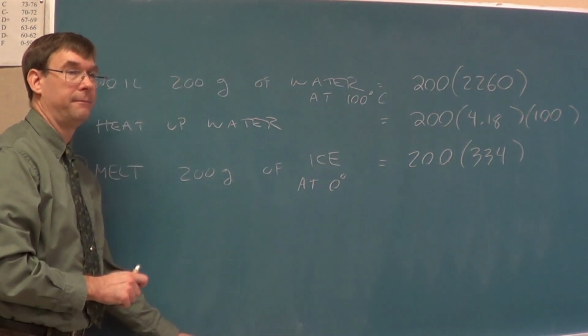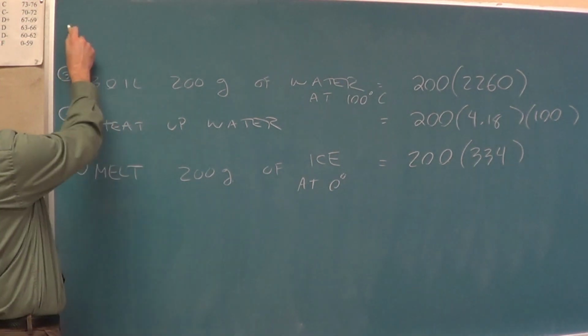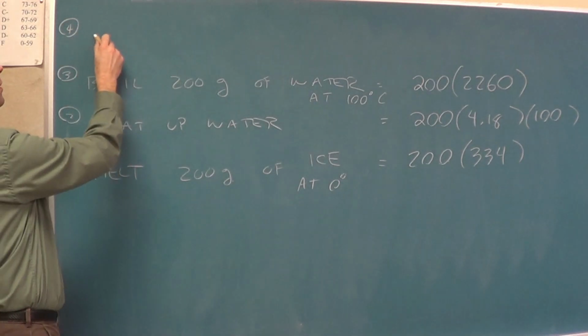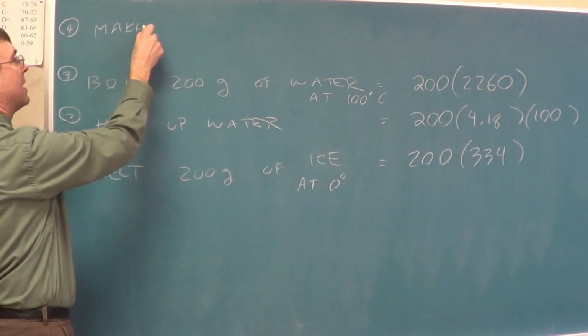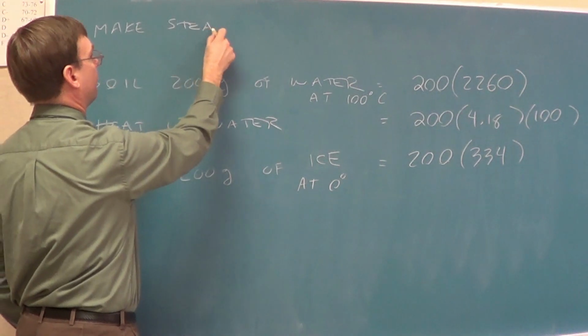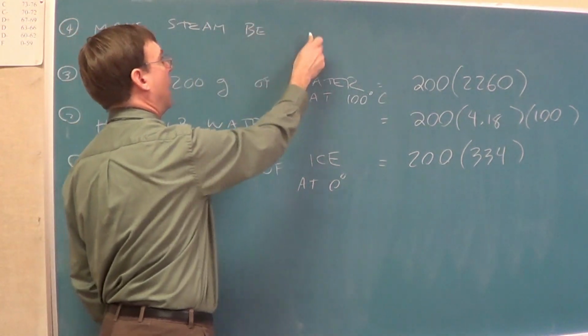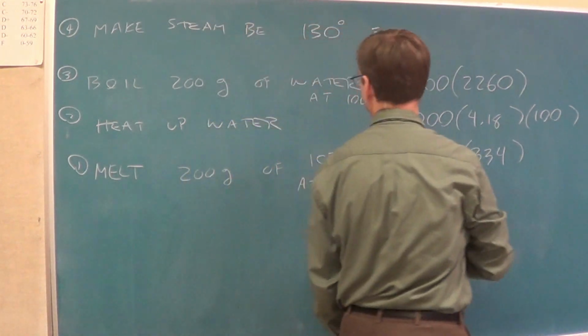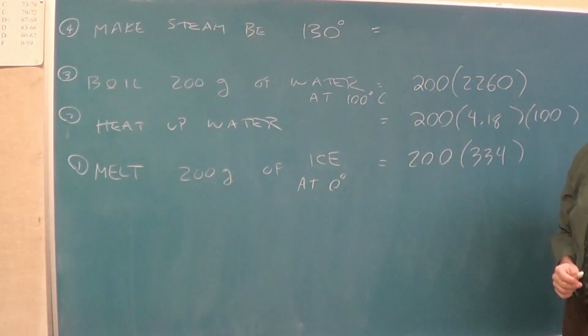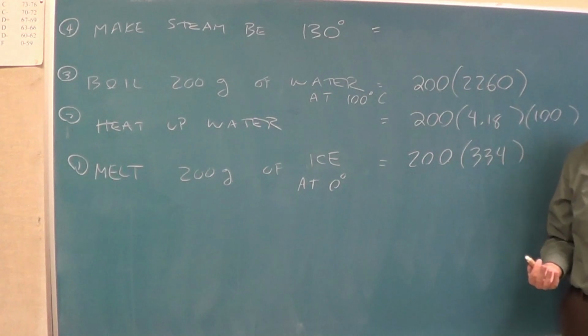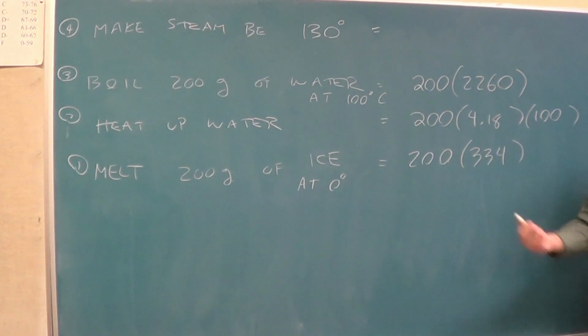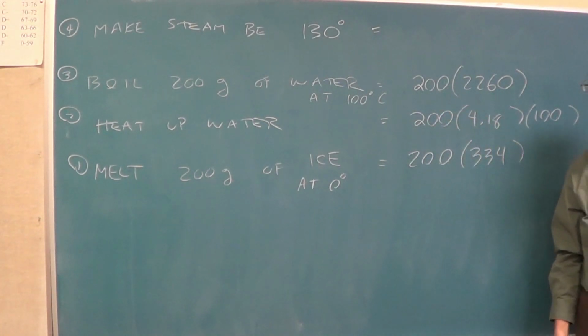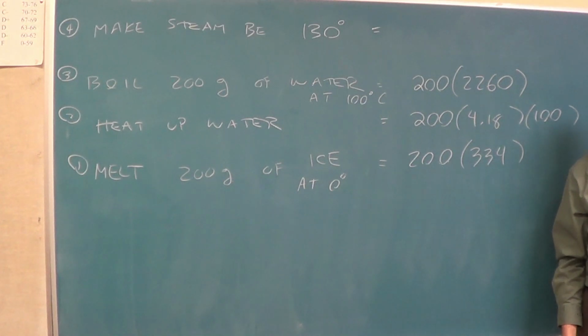Question about that? Then let me add on a step 4. What if I want to make that steam be 130 degrees? That would add on another level. How would you do the math for making steam be 130 degrees instead of a minute ago we left it off being only 100 degrees?